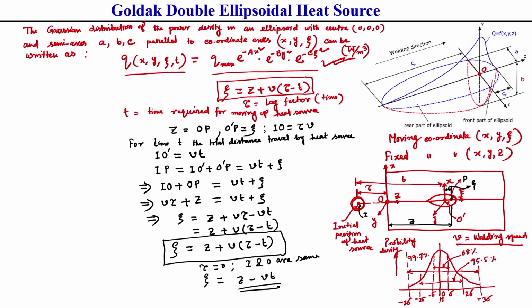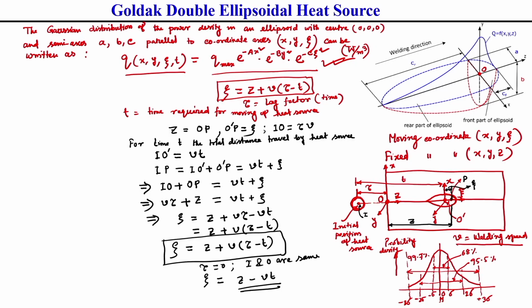And another thing, if the heat source, instead of starting behind the fixed coordinate, starts from the front portion in front of this fixed coordinate system, then instead of plus, there will come z minus v into tau minus t. These types of relationship generally will come. Okay. So, that I am not further deriving, because you will be able to derive these things.